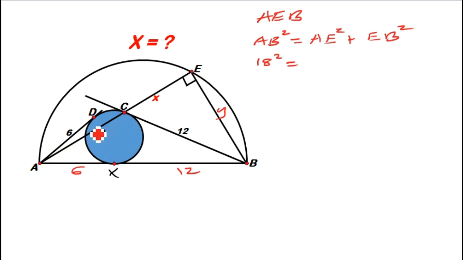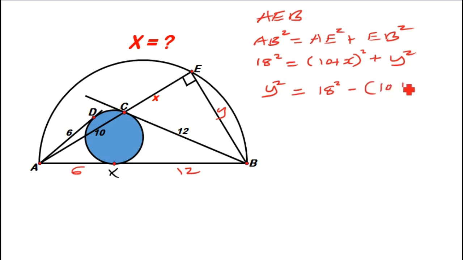equals AE squared. From A to C is 10, then from C to E is x, so AE is 10 plus x. That is going to be (10 plus x) squared, plus EB squared. From E to B we've said to be y, so EB squared is y squared. If we make y squared the subject of the formula, we have y squared equals 18 squared minus (10 plus x) squared. You bring this term to the other side of the equation. So this is the first equation.